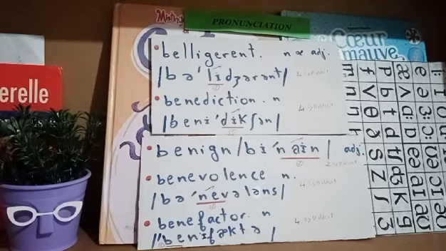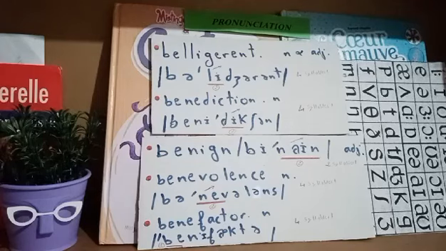Belligerent, it's a four-syllable noun, or it can also be used as an adjective. The stressed syllable is the second syllable, li, with short e. We say belligerent. I repeat, belligerent. What's a belligerent? It means warlike. Warlike. That's belligerent.